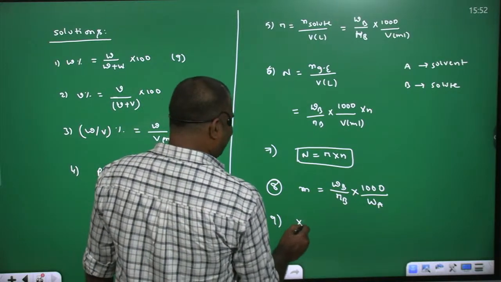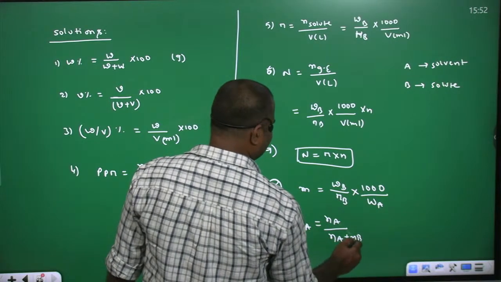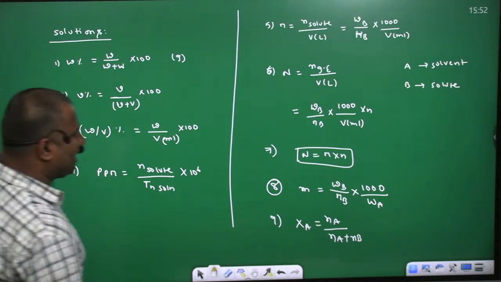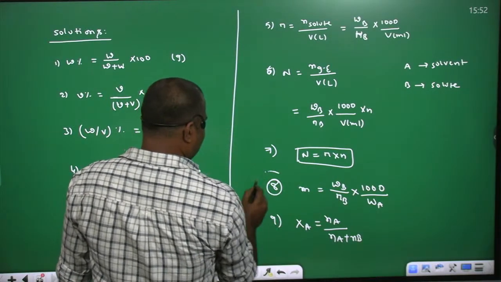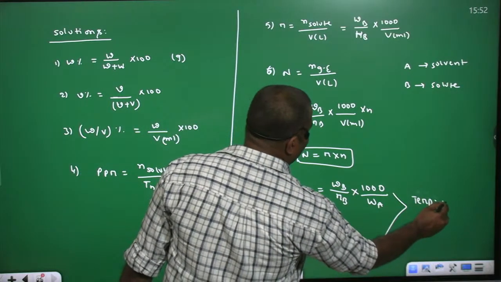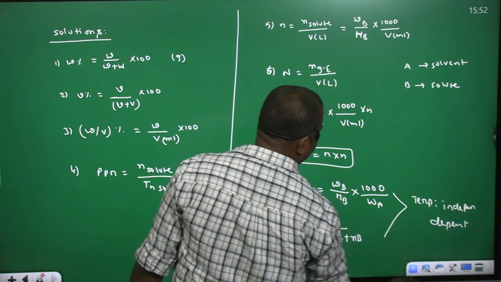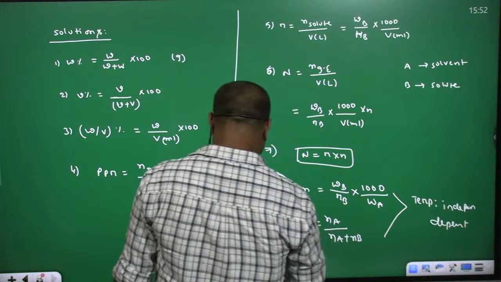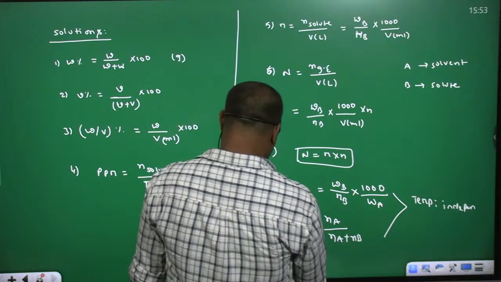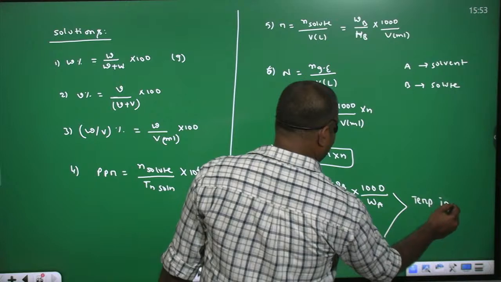Ninth one. Mole fraction equal to number of moles of one component by total number of moles of all components. Among all these methods, the 8th one and 9th one, these two are temperature independent. Remaining all are temperature dependent. Temperature independent methods are only two we have: one is molality and the other one is mole fraction.